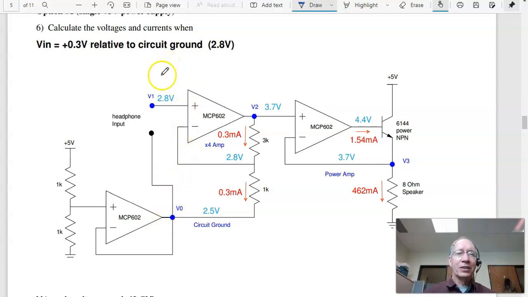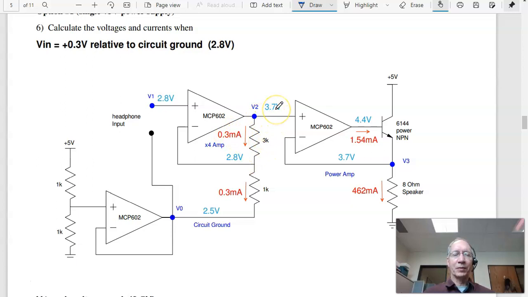Here the idea is take the input relative to circuit ground, go +0.3, 0, -0.3 volts. When I'm at +0.3, 2.5 plus 0.3 gives you 2.8 volts. What happens is V plus equals V minus, this is 2.8. 2.8 to 2.5 is 0.3 volts across 1K gives you 0.3 milliamps going down. That 0.3 milliamps goes through here. 0.3 milliamps times 3K is 0.9 volts.